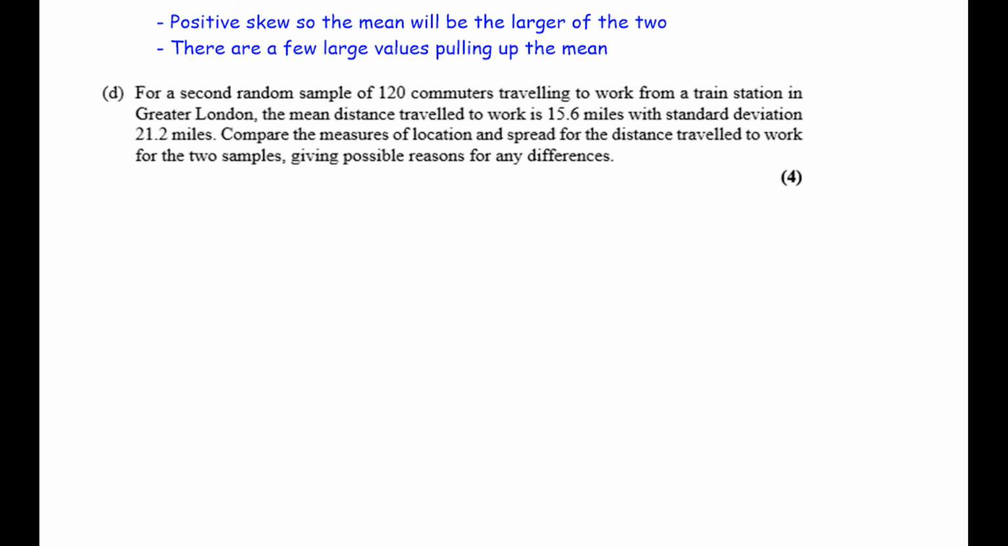Okay, so for a second random sample of 120 commuters travelling to work from a train station in Greater London, the mean distance travelled to work is 15.6 miles, with a standard deviation of 21.2 miles. Compare the measures of location and spread for the distance travelled to work for the 2 samples, giving possible reasons for any differences. Okay, so firstly, I'm just going to rewrite each of these summary statistics close to each other.